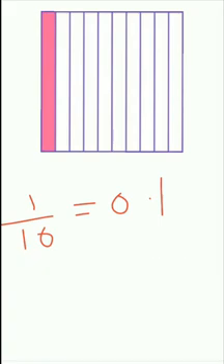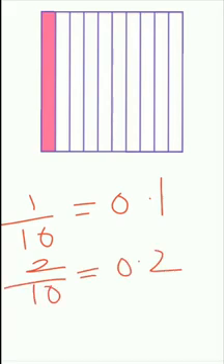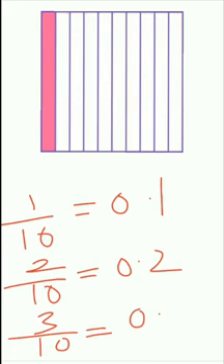Similarly, we can write 2 by 10 as 0.2 or 2/10, and it means 2 out of the 10 equal parts. Similarly, we can write 3 by 10 as 0.3 or 3/10.